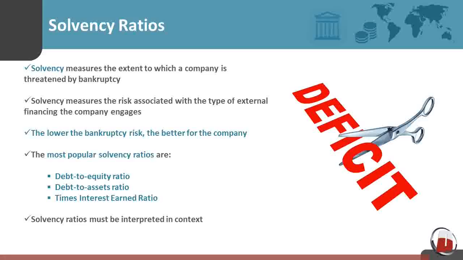The most popular solvency ratios are debt-to-equity ratio, measured as total debt divided by total equity; debt-to-asset ratios, calculated as total debt over total assets; times interest earned ratio, measured as income before taxes divided by interest expense.